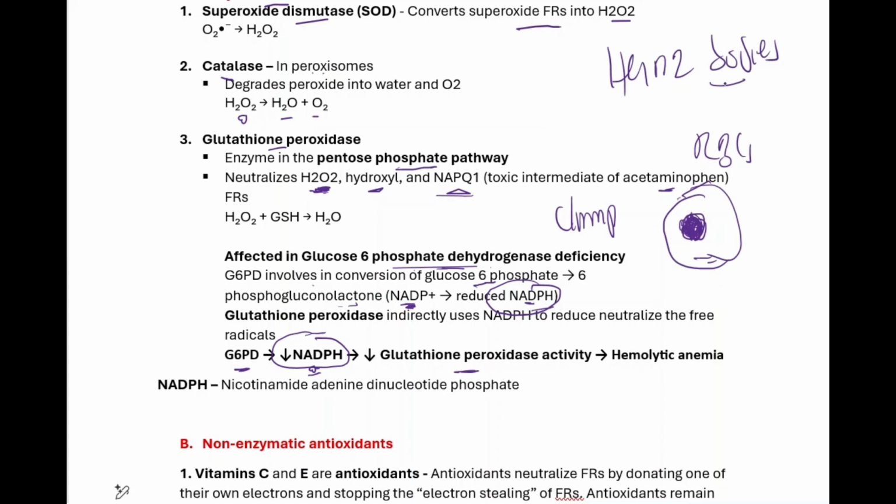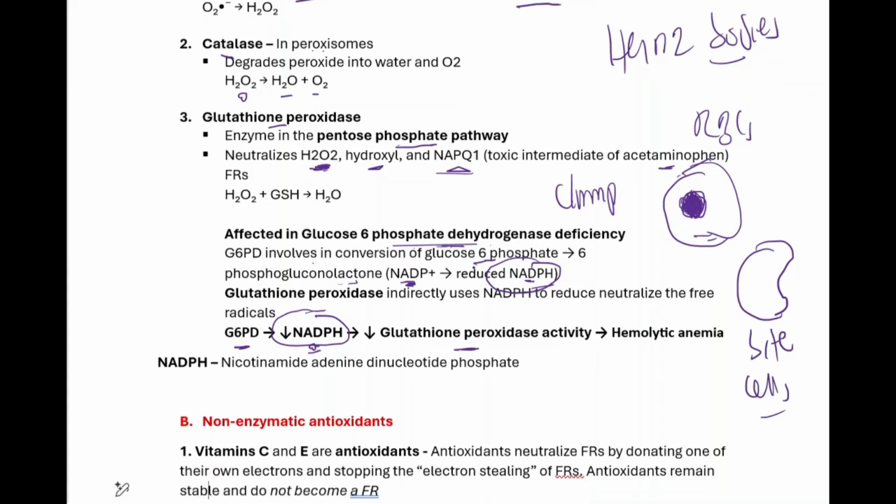And then guess what? When a macrophage is taking a trip and sees those Heinz bodies in the red blood cell, guess what he's going to do? He's going to take a bite. He's going to try to bite it out. And that's going to create what we call bite cells, right? So both bite cells and Heinz bodies are seen in G6PD deficiency, and that will lead to hemolytic anemia.